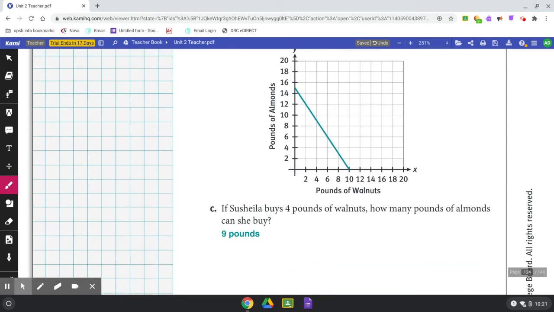Now let's use that graph to answer this question. If Sushila buys 4 pounds of walnuts, how many pounds of almonds can she buy? So here's 4 pounds of walnuts. How many pounds of almonds can she buy? So if she buys 4 pounds, she can buy approximately, what's the number between 8 and 10? 9. She can buy 9 pounds of almonds.